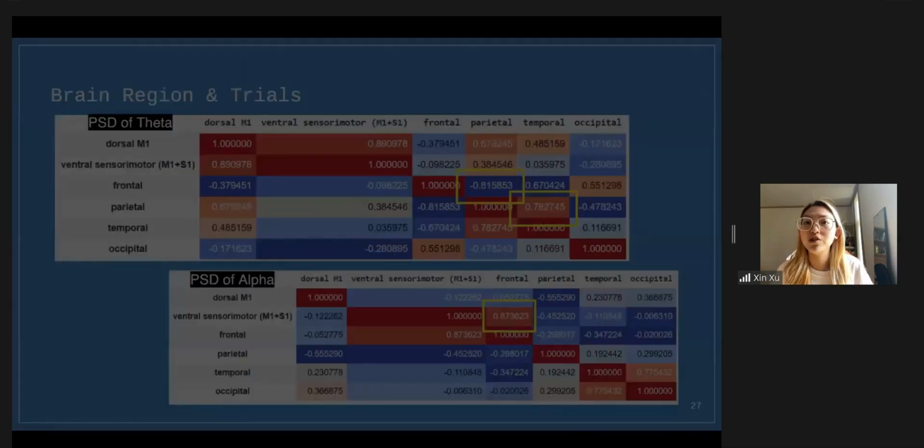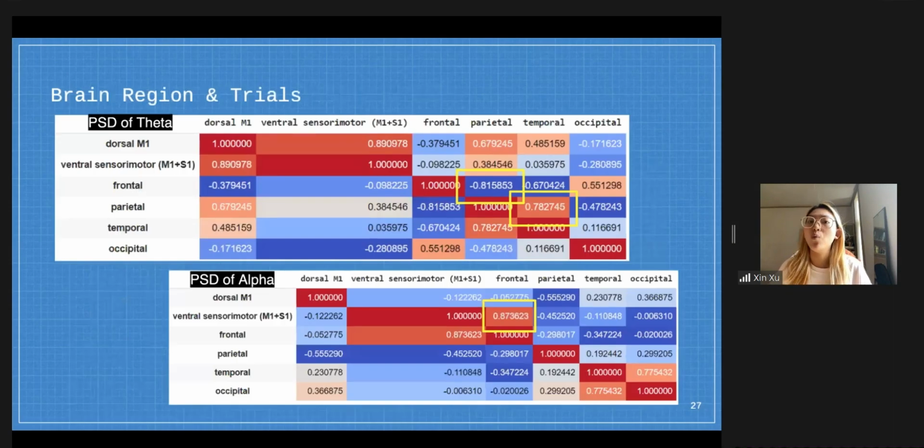So in the next slide, what we show you here is a cross-brain analysis. In the cross-brain analysis, in the different alpha or theta band, we try to analyze the difference of power spectral density across different brain areas in both correct and wrong trials. So the PSD correlation map here shows that the frontal and parietal area in the theta band, and also the parietal and temporal area, are highly correlated with each other.